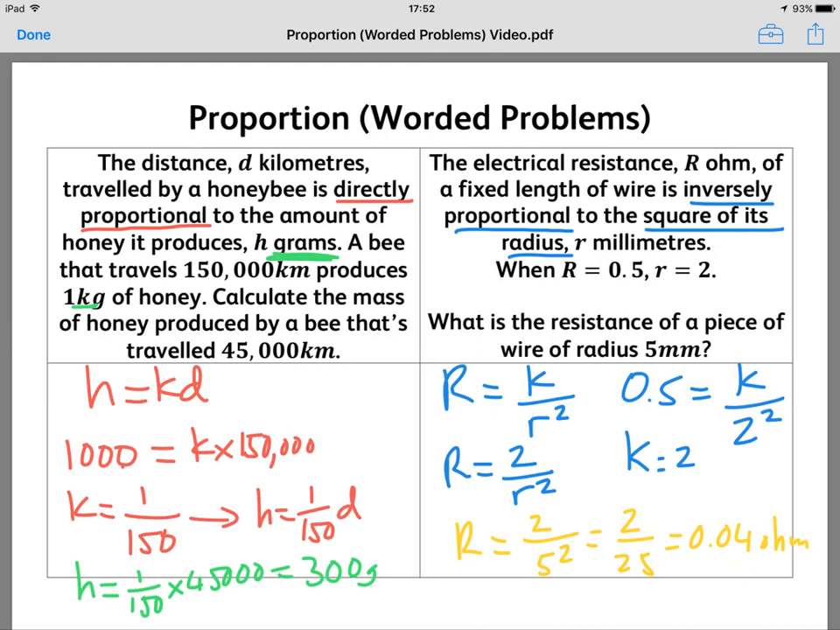Alright, so the key to these, mathematically they're pretty straightforward. You've just got to read the question. I know it sounds so obvious, right, but please just read the question.